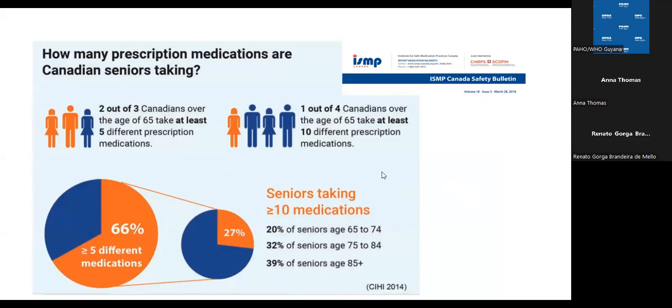In Canada, 2 out of 3 Canadians over the age of 65 take at least 5 different prescription medications. 2 out of 3. That's a lot. But we know why this happens, because older persons tend to have several concomitant diseases. But let's take a closer look at this subgroup of 2 out of 3.